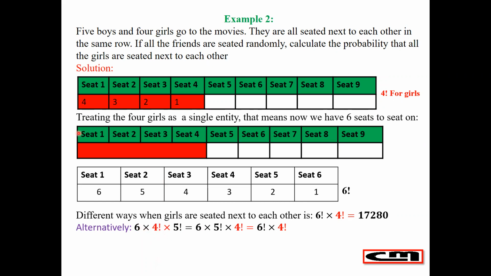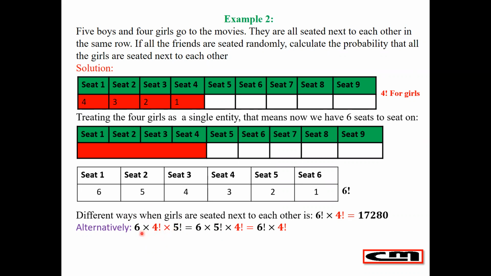But remember, when we killed the 4 seats, how many seats are left? 1, 2, 3, 4, 5. So in how many ways the 5 people now can fill these 5 seats? In 5 factorial ways. So I'm saying the number of ways the girls can sit, 6 arrangements times 4 factorial, giving the number of ways the girls can sit, times the 5 factorial for the other 5 people.